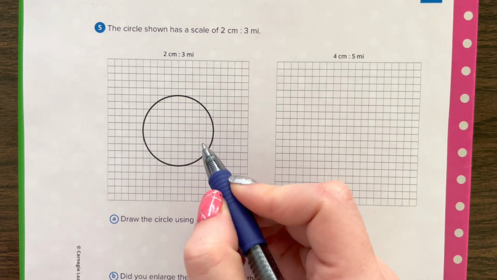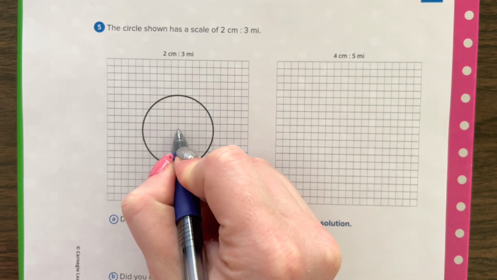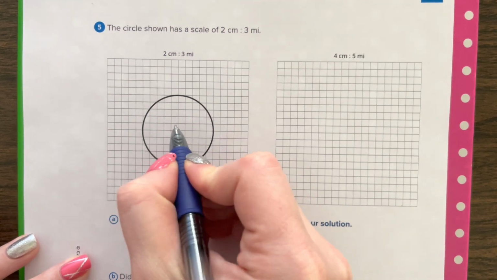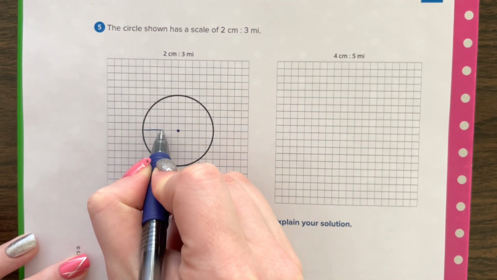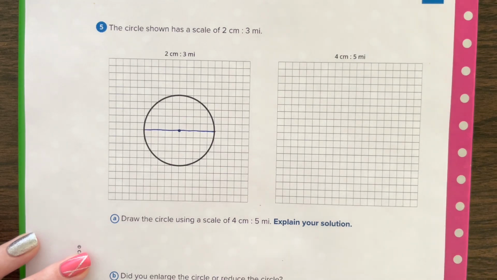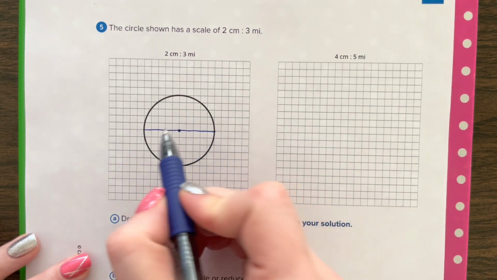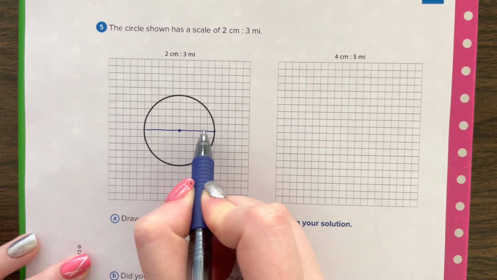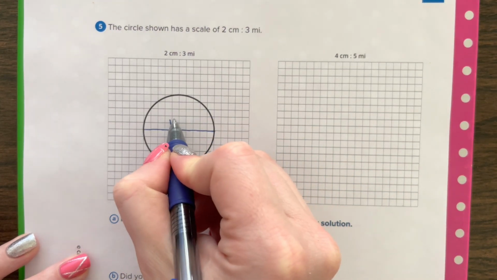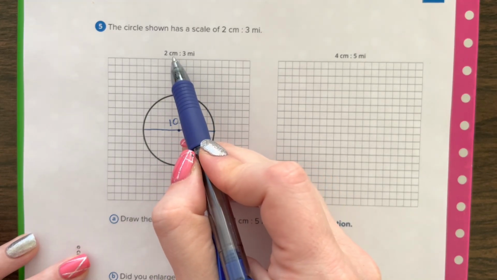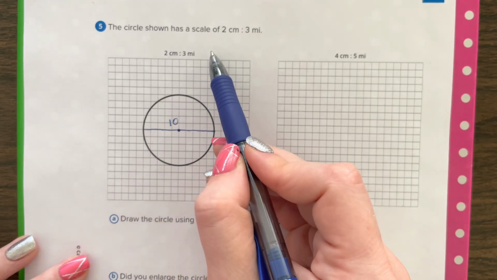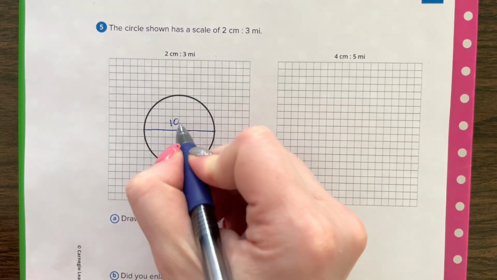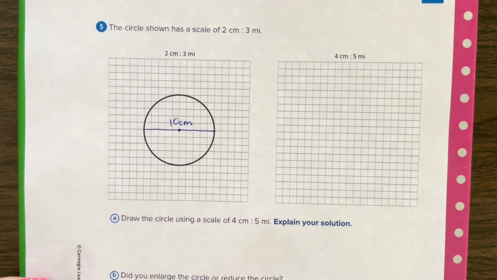Okay, so we've talked about parts of the circle. Let's first find the center. And then let's go ahead and identify the diameter. Remember, the diameter goes through the center and starts and stops on the circle. And then we're gonna count. 1, 2, 3, 4, 5, 6, 7, 8, 9, 10. So we have 10 units. Now thinking about our scale, is it centimeters or is it miles? Well, we are talking about centimeters since it's the drawing and it's the first number.